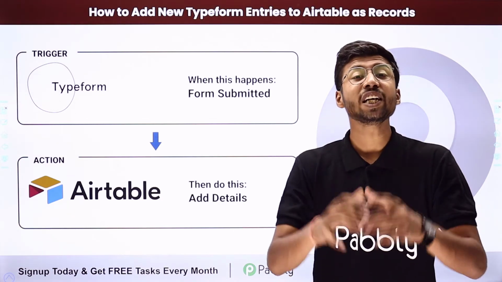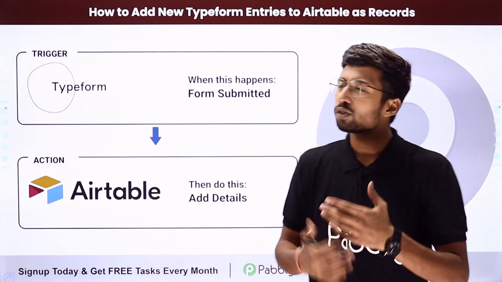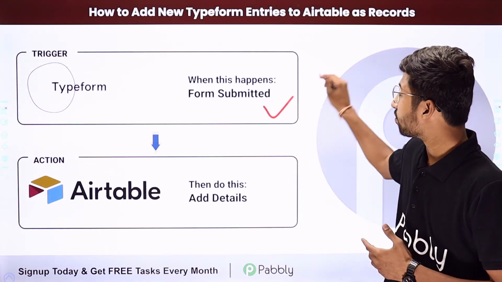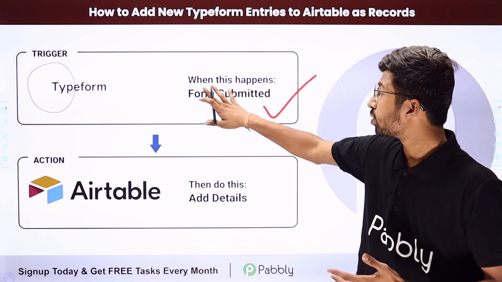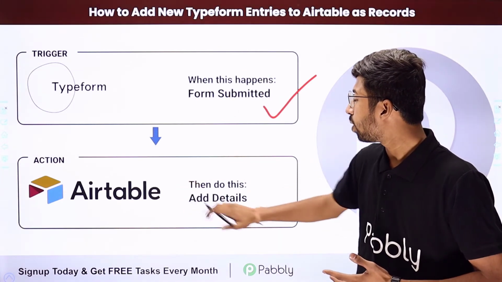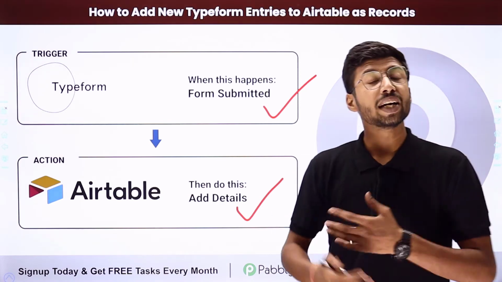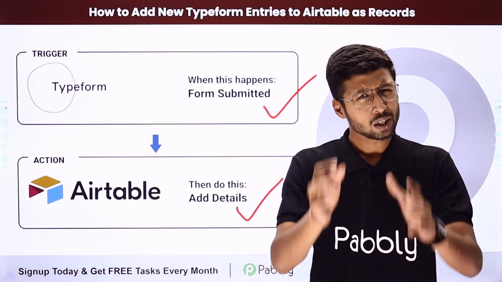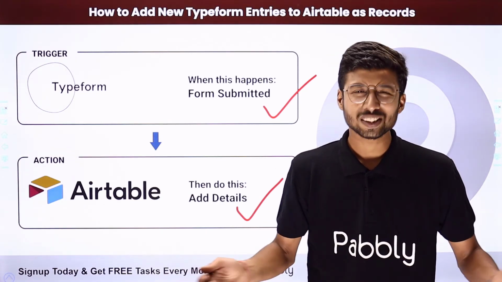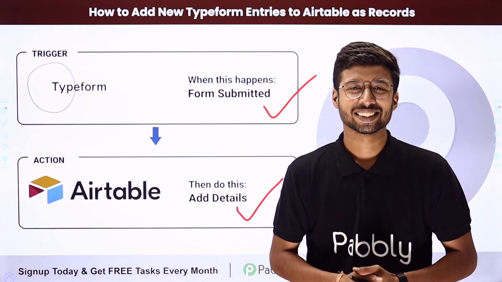Now you can completely automate this process and the trigger of this automation will be form submission in Typeform. So as we receive a new form submission in Typeform, automatically the form submission details will be added in our Airtable database as a new record. Now how can you set up this automation? To know this, you have to come with me to my screen.